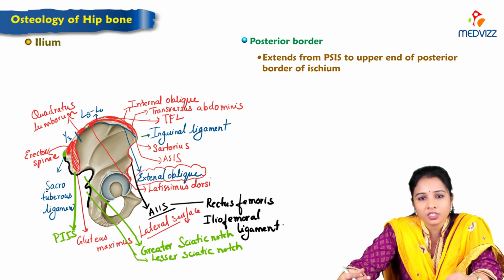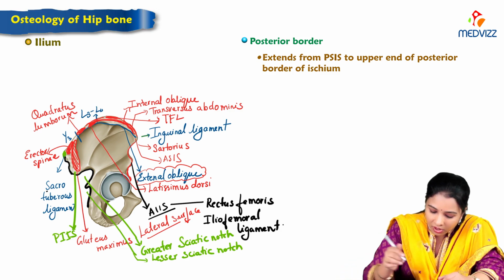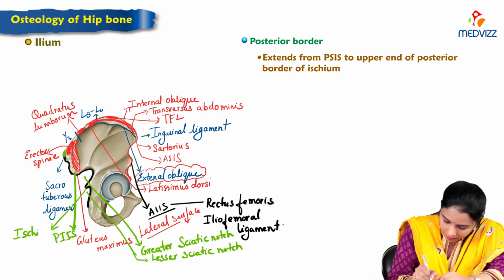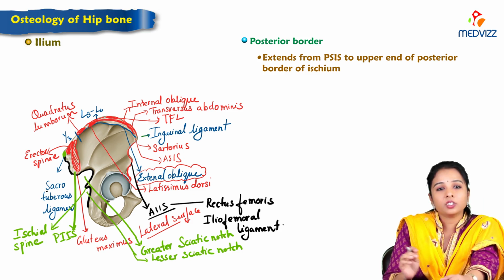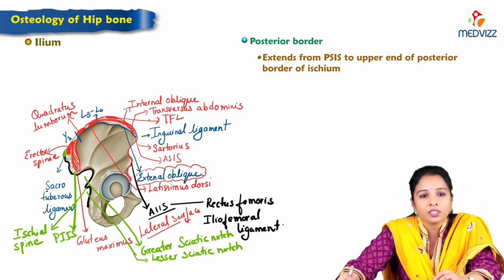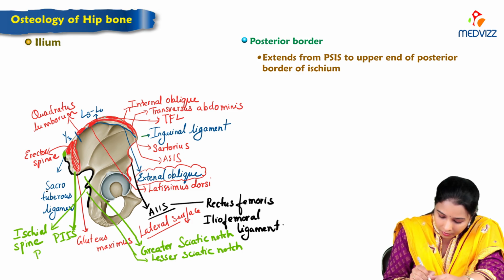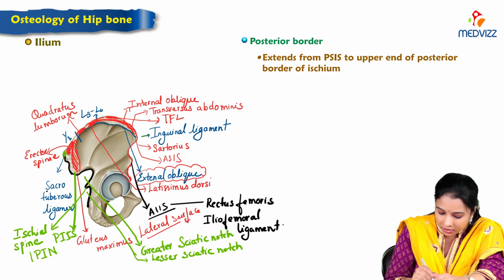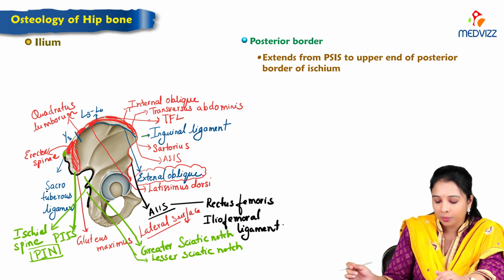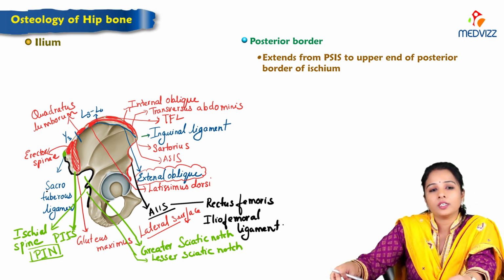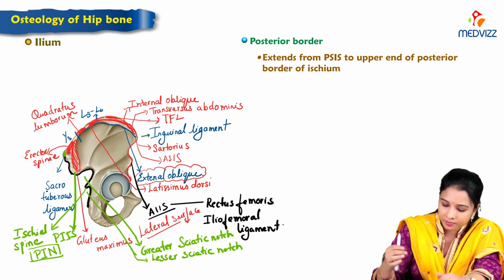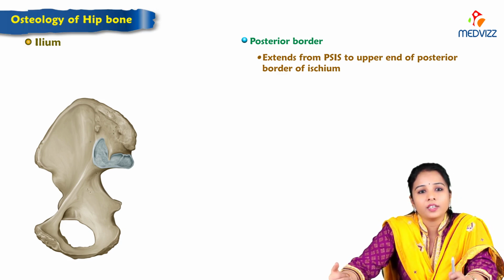We can also see on the posterior border the ischial spine, which is crossed from medial to lateral by 3 structures. This projection is the ischial spine, and it is crossed by the pudendal nerve, internal pudendal artery, and nerve to obturator internus. In short, we can say it as PIN: Pudendal nerve, internal pudendal vessels, and nerve to obturator internus. So that's how we discussed the anterior and posterior borders.